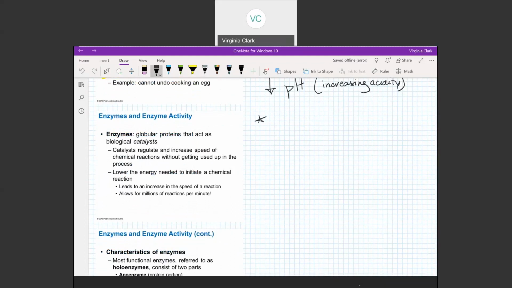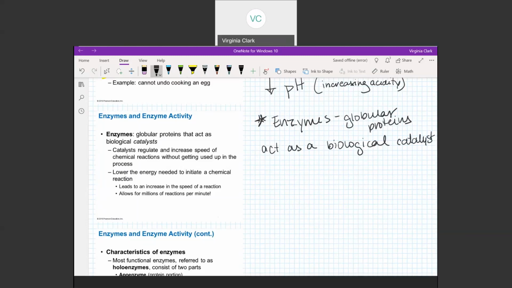Another concept is going to be enzymes. These are proteins. They're specifically globular proteins. So an enzyme is a globular protein, and it will act as a biological catalyst. So a catalyst or a biological catalyst means that it is something that will regulate and increase the speed of the chemical reaction, but it will not be used up in the process. So you add the catalyst to a reaction, but you also get it on the other side. So this is important because it will lower the energy needed.